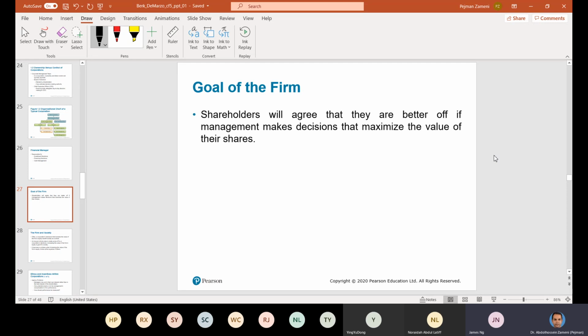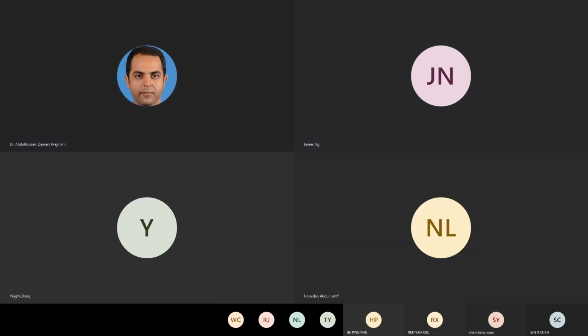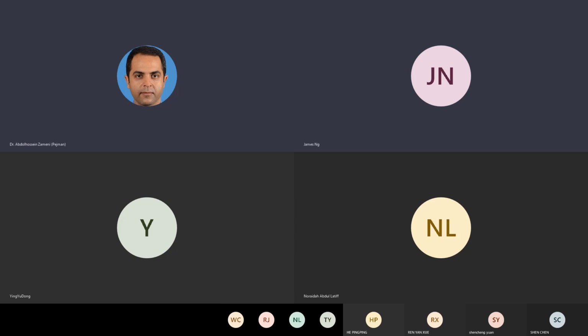It means that at the end, the value of a share is a good representative of the value or performance of the company. It means that the corporation, the manager or the CEO, is supposed to concentrate more on increasing the value of the shares rather than concentrating on maximizing the profit.